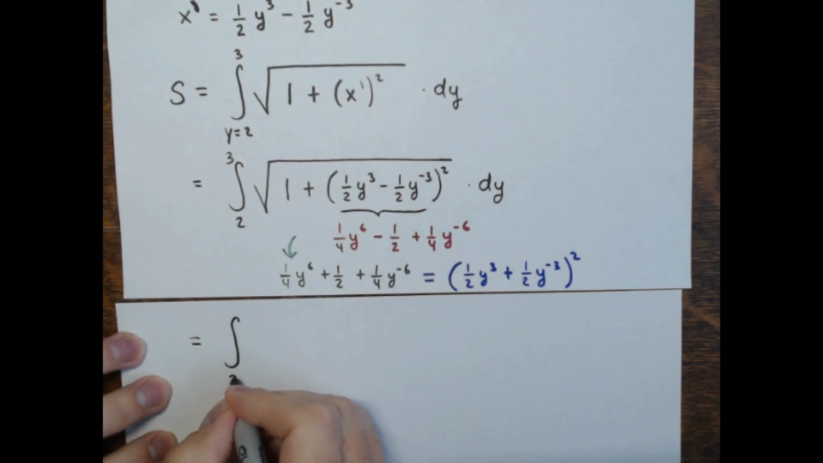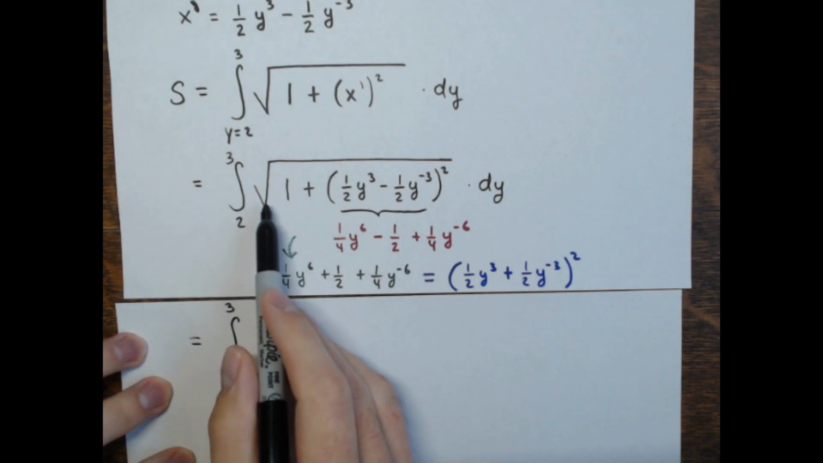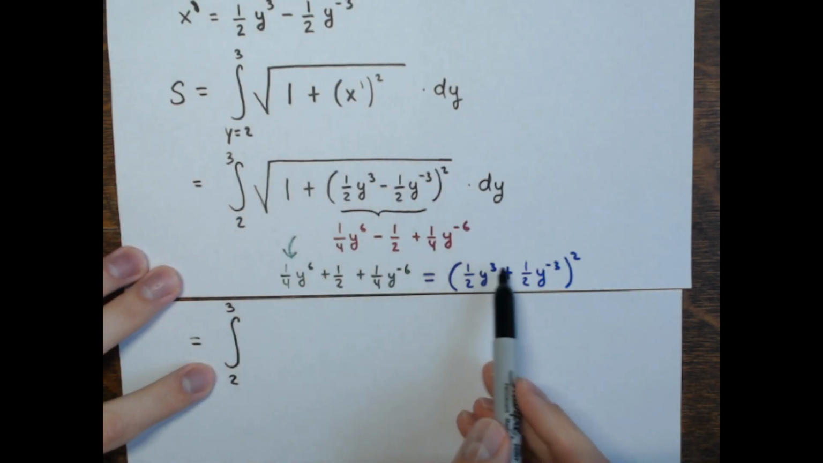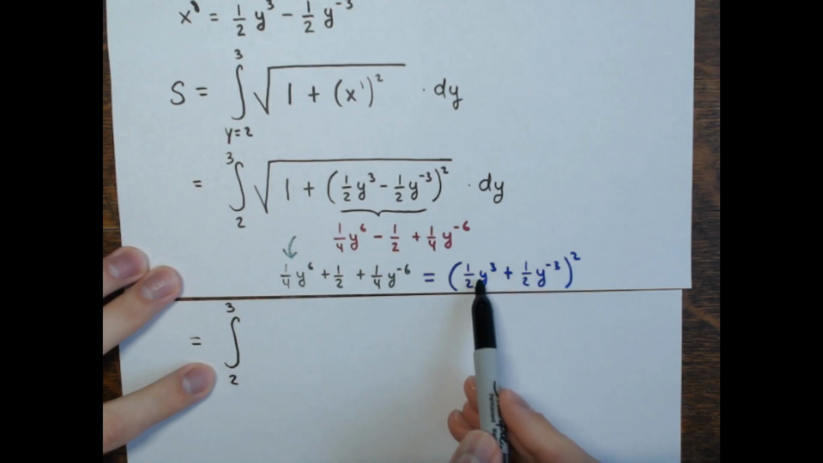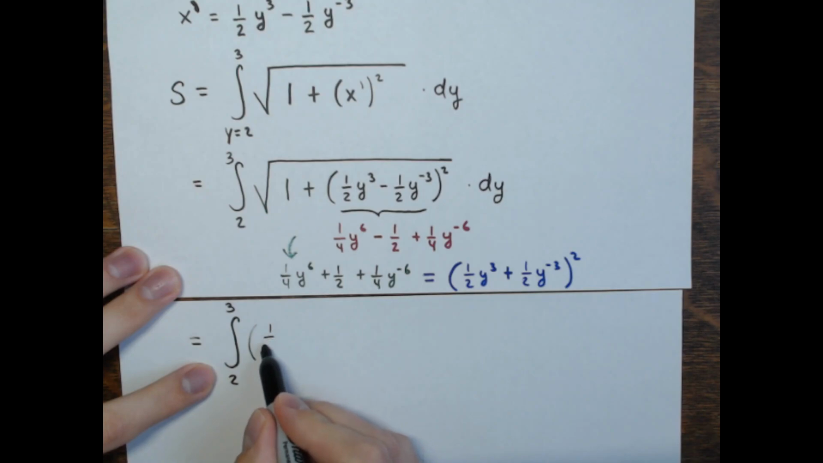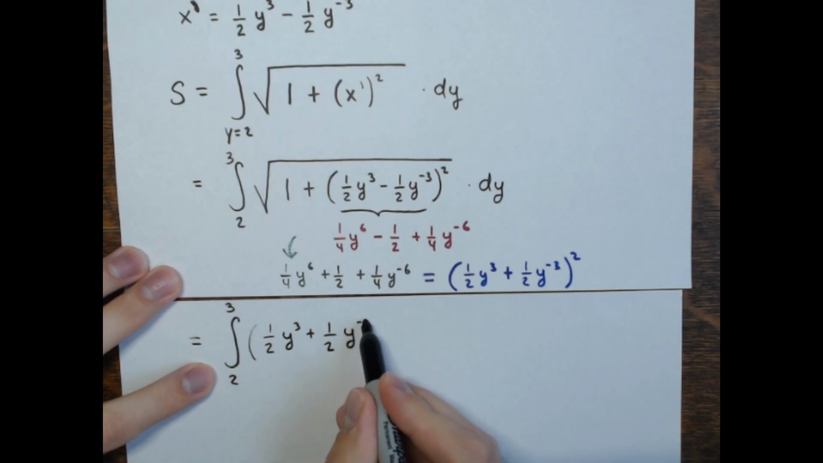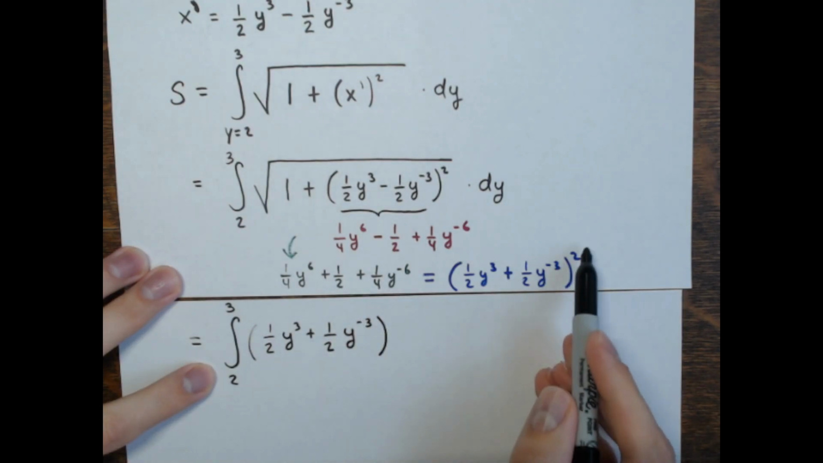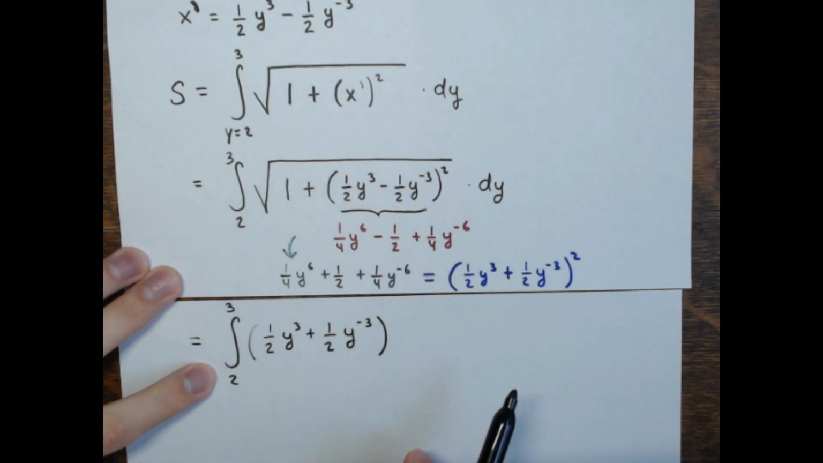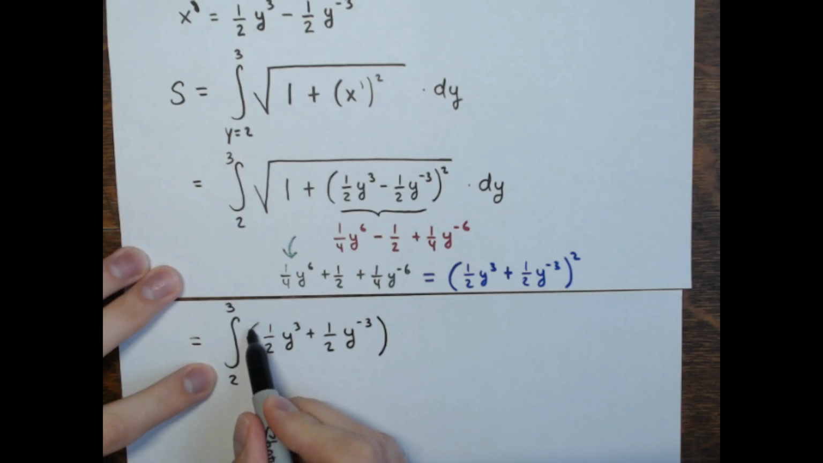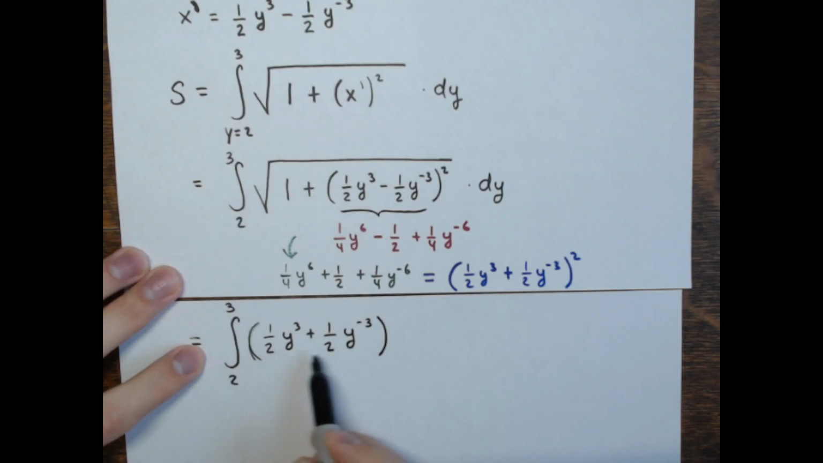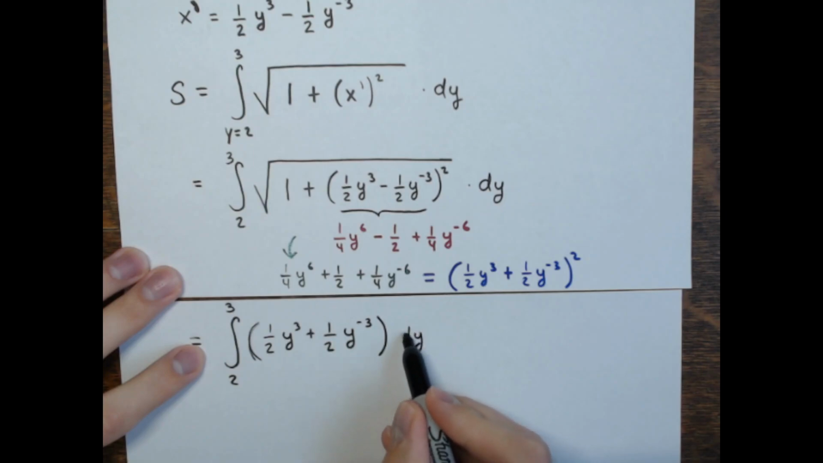So this is the integral from 2 to 3 of, and again, the square root will be gone. It's the square root of this quantity squared, so it's just this quantity here, 1/2 y cubed plus a half y to the negative third. That's it. Square and square root undo each other. Now, technically, it should be absolute value, but you saw in my piece of the curve that all these values are positive, so I don't need absolute value around that. And then times the dy, you still have the dy out there.